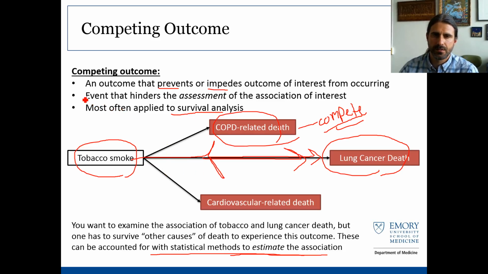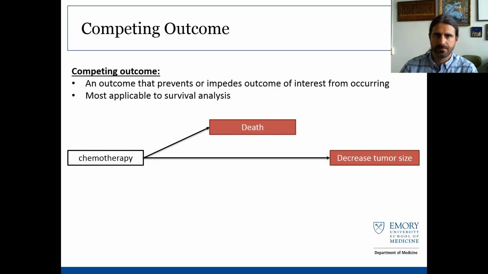Now, it's not only in survival analysis where this becomes important. I put this as a second point here. A competing event I also think of as something that hinders the assessment of the association of interest, and I'm going to come back to that in a second.